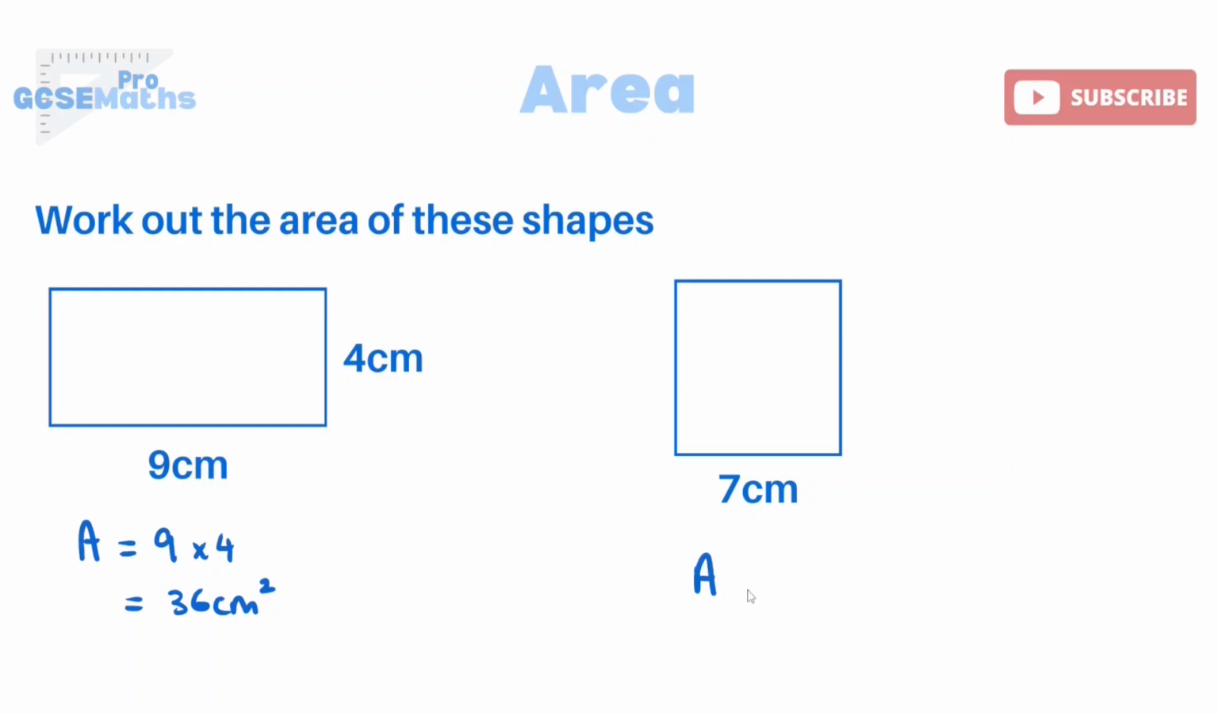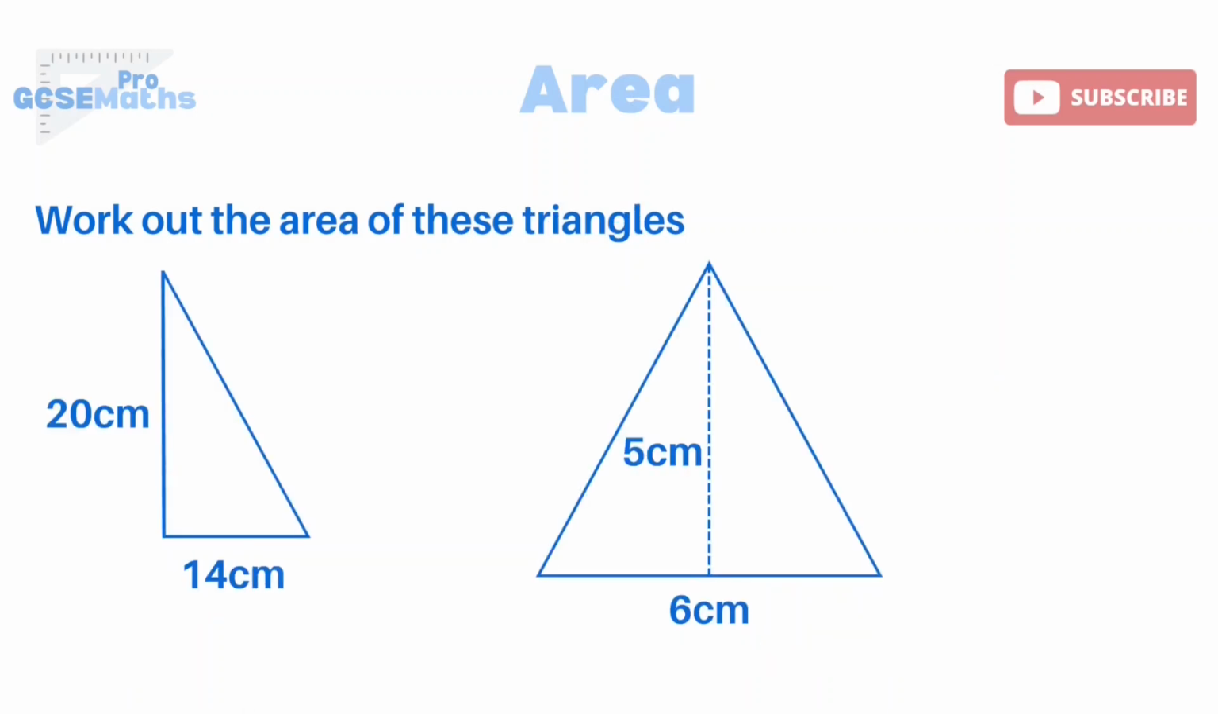The area of a square, they've only given us one measurement, however, because it's a square, we know that all of the sides are also 7, aren't they? So in this case, it's just 7 times 7, which is 49 centimetres squared. That's literally it for rectangles and squares. Length times width.